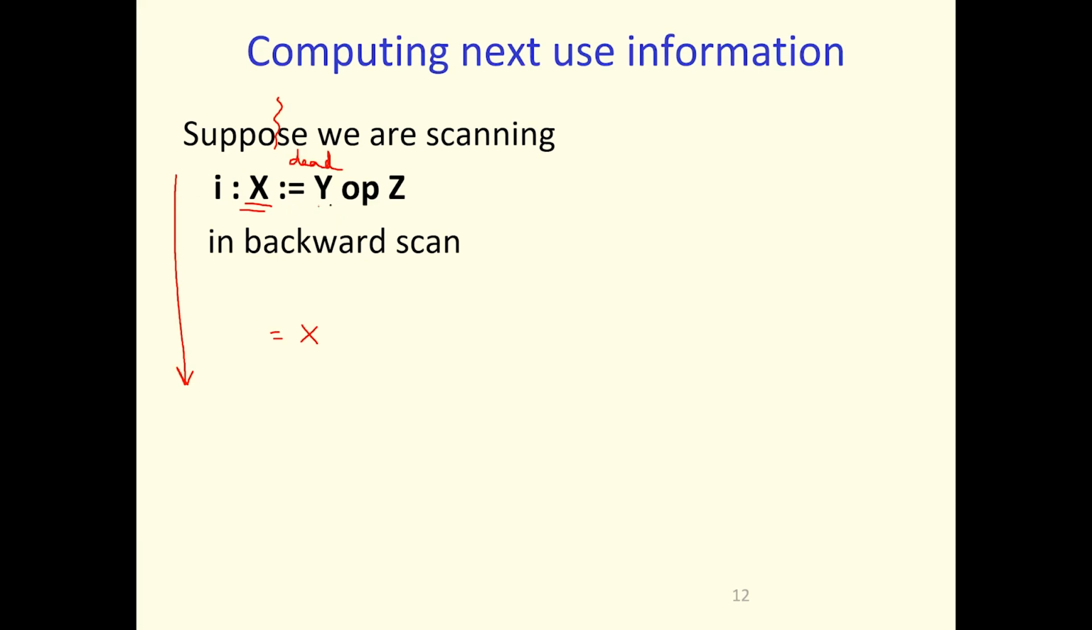On the other hand, for y and z, because we are using them, this forms the next use, at least the current next use for any definition above. So this is something we want to store somewhere. And where will we store it? You know that compilers have a symbol table. So you can create some extra space in the symbol table to keep this information.